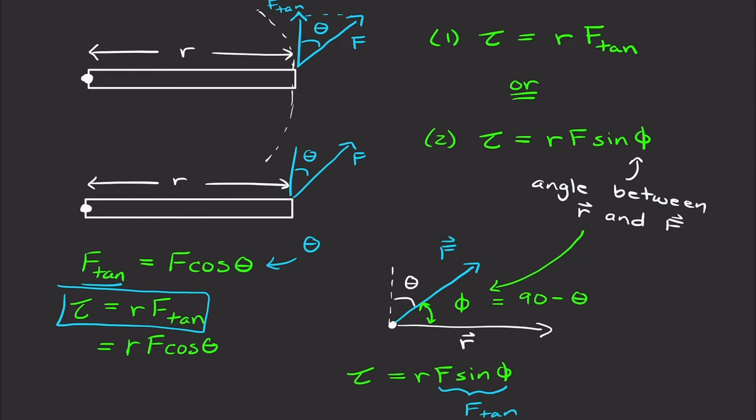But if you want to use this formula, tau equals R F sine phi, you have to make sure that you're using the correct angle. Sometimes you will be given the angle between the vectors R and F, and you can just plug into this formula right away. However, if you're given another angle, you either need to use that angle to find F tangent and then plug into this formula, or you need to use that angle to find the angle phi and then plug into the second formula. Both of these are ways to find your torque.